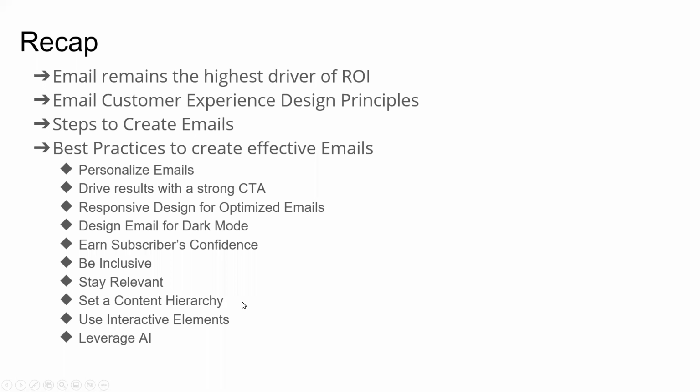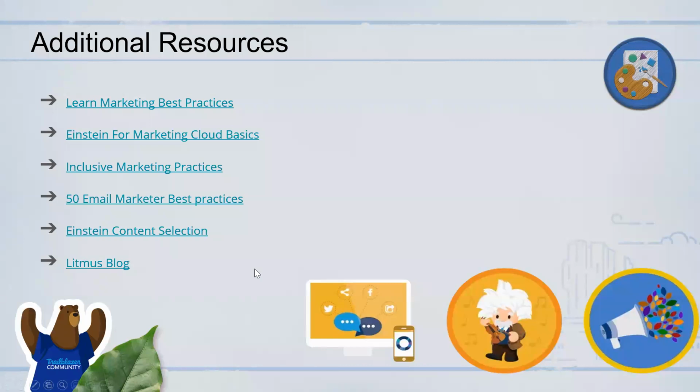And the hierarchy: the content should follow a hierarchy with all the important messages and the calls to action coming on the first page itself, and make use of the interactive elements, the dynamic elements, and AMP for email or the Einstein features. Make sure to use them to identify the content that is appropriate, using Einstein copy insights and Einstein content selection. I don't remember if I'm saying it right. Send time optimization also helps to send the email at the correct time. So these are some of the additional resources that can be helpful.